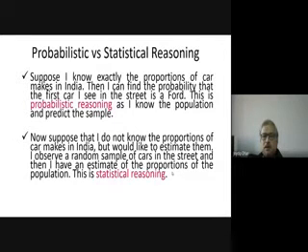In probabilistic reasoning, the population is known to us, but in statistical reasoning, we don't know the population. For example, how much portion of the cars available in India is made by different car makers. But we can take a sample of cars in the street, and then I have an estimate of the portion of the population. This is statistical reasoning. So you can understand the thin line between probabilistic reasoning and statistical reasoning.